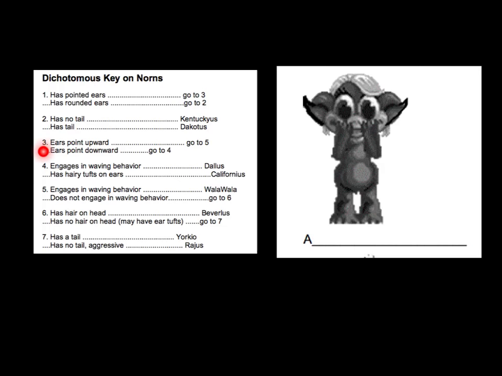Where it says ears pointed upward or downward? Upward. So then you're going to go to 5. 5 is upward. Engages in waving behavior or does not engage in waving behavior? Is he waving? No. So go to 6. 6: has hair on head, has no hair on head. Has hair on head. So his name is Beverless. So write the name in. And then it is pretty easy.